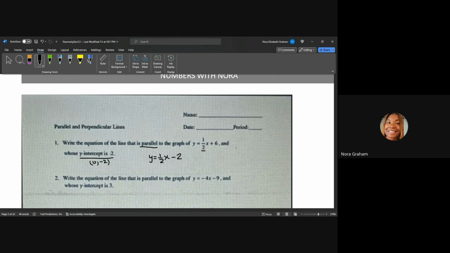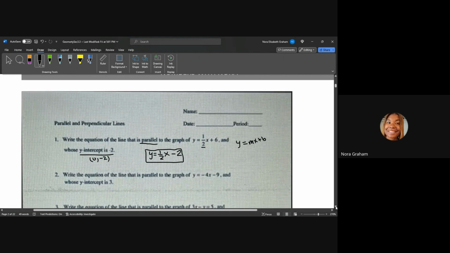And this is our formula, y equals mx plus b, our slope-intercept form, where m is my slope and b is my y-intercept. And that's the form that we just wrote it in. So the answer for this one would be y equals 1/2 x - 2. All right, let's go on to the next one.